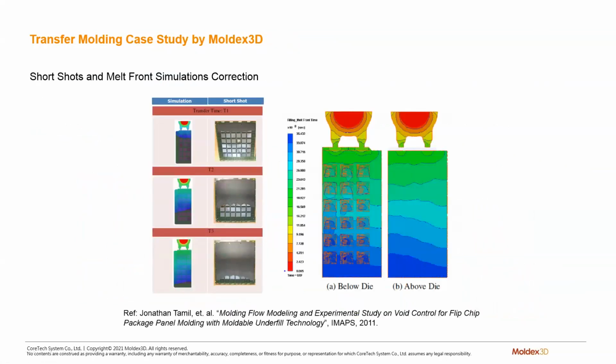And this is a case study for the transfer molding. So you can see in reality, they are focusing on some air traps and where the end of the fill position is. And also you can see in the simulation, this is the below die and the above die. The melt front has a difference because they flow into different space.